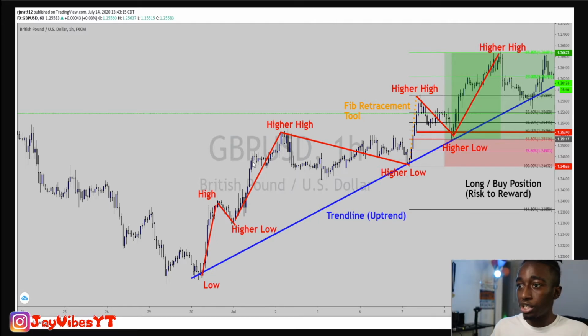But we're going to continue, so it keeps on making higher highs. A higher low right here, and some could argue that the higher low would be right here, but I chose to put it on the trend line just because it's more simple and more people kind of understand that.